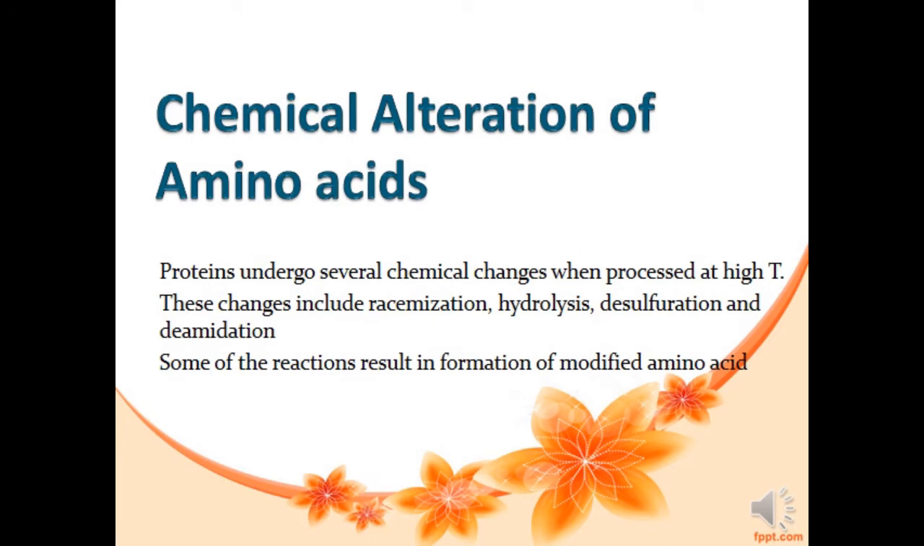Okay, the next part is chemical alteration of amino acids. Now, when protein is processed to give you the end product of food, it normally involves high temperature processing. This high temperature processing will change the protein. Examples of chemical changes that protein undergoes are racemization, hydrolysis, desulfuration, and also deamidation. And these reactions can modify the amino acids in the protein. And this modification normally is undesirable.